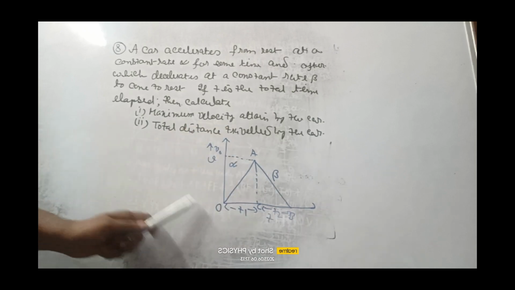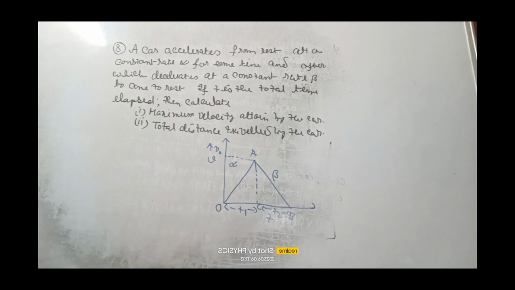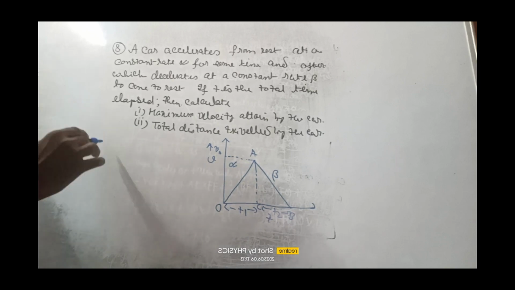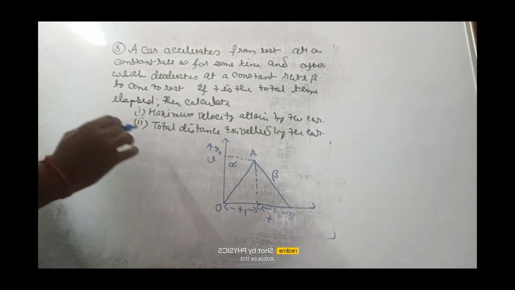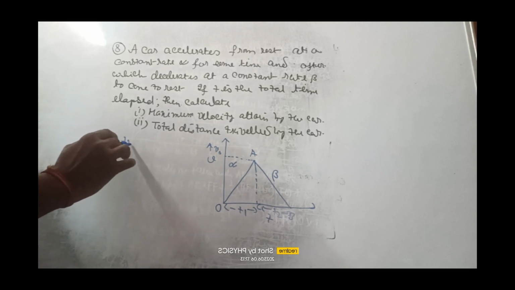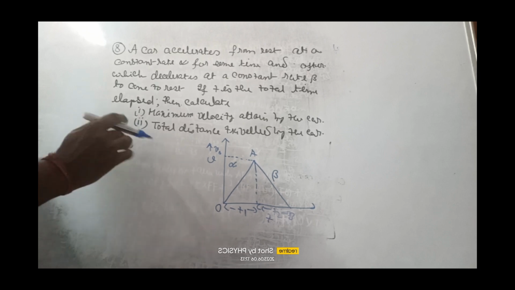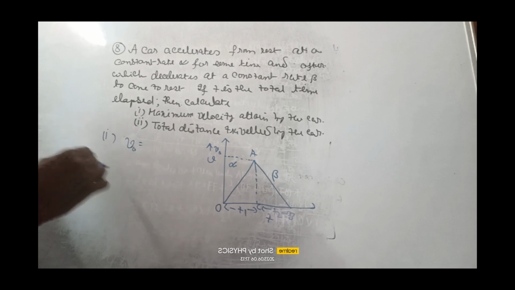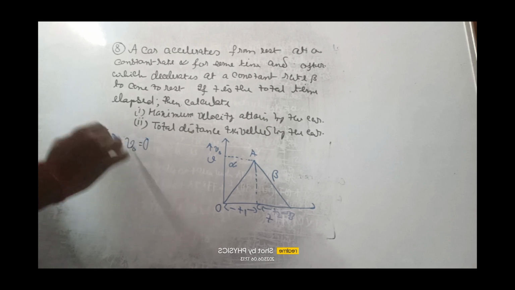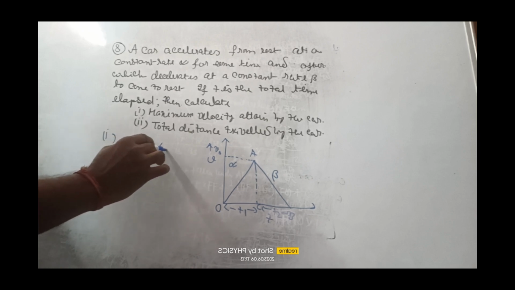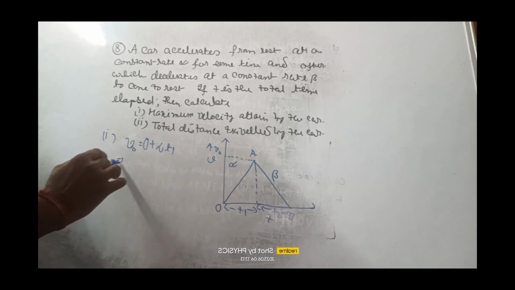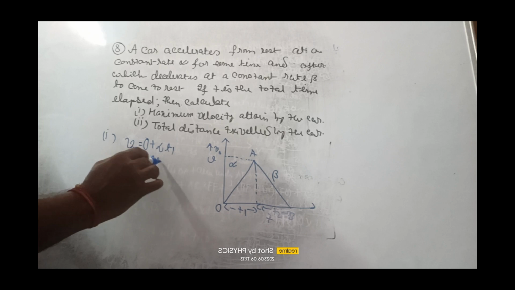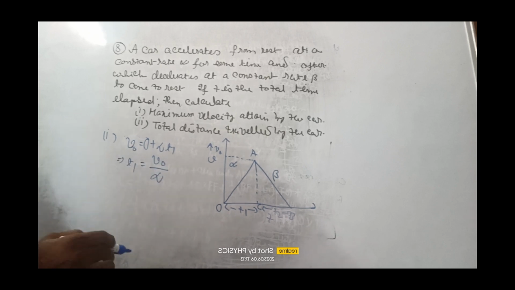This is the graph of velocity versus time. First we find the maximum velocity. Number 1, the initial velocity is 0 and the final velocity is v0. So v0 equals u, that is the initial velocity 0, plus alpha into t1, that is t1 equals v0 by alpha.